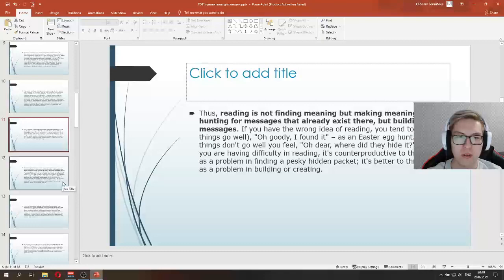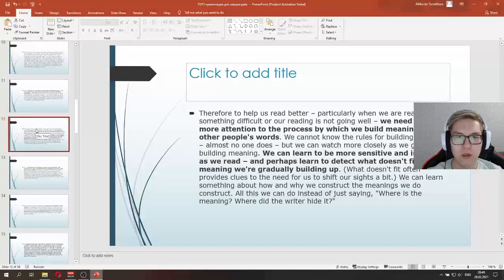If you have the wrong idea of reading, you tend to fail even if things go well: "Oh goody, I found it," as in an Easter egg hunt. And if things don't go well, you feel, "Oh dear, where did they hide it?" When you are having difficulty in reading, it's counterproductive to think of it as a problem in finding a pesky hidden packet. It is better to think of it as a problem in building or creating.